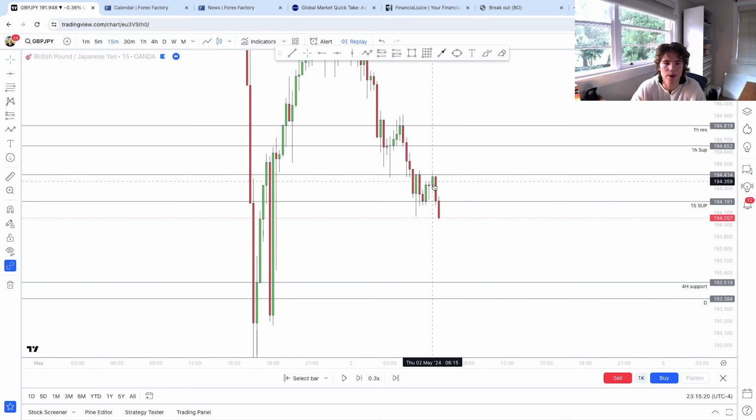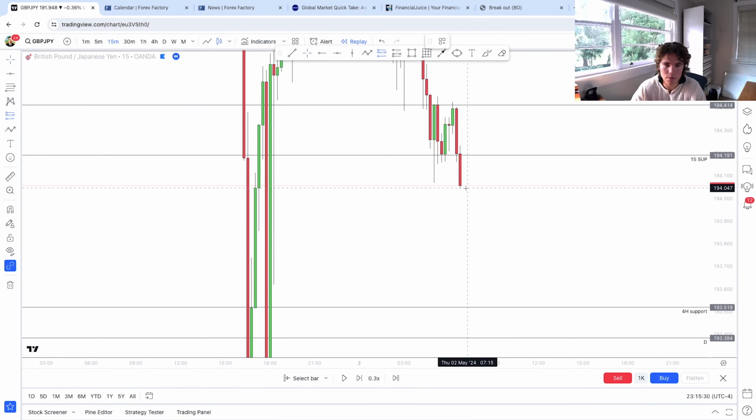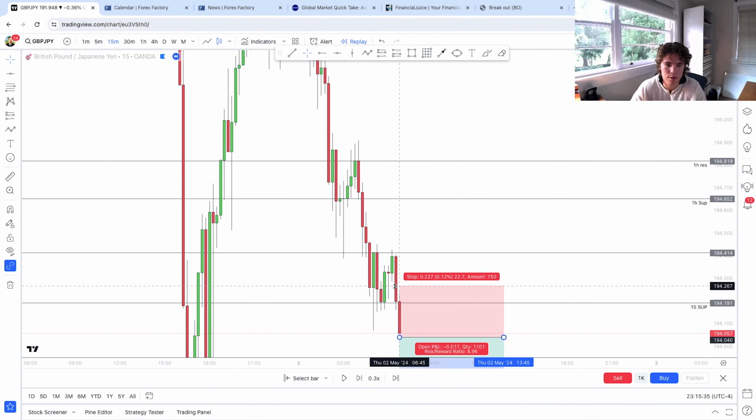So lower low, lower high, lower low. What do we expect price to do next? Well, push or pull back a little bit and then continue. So this was where I entered my first position, which was a 5 lot. I put stops above the previous level over here.